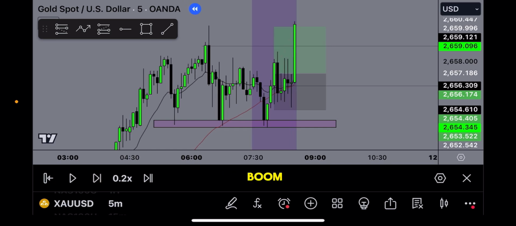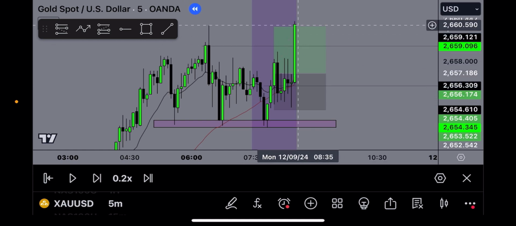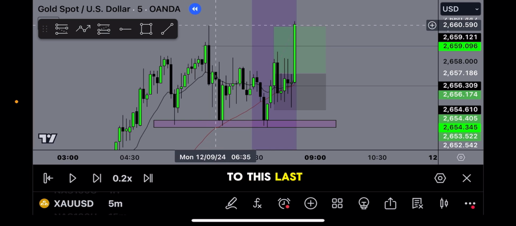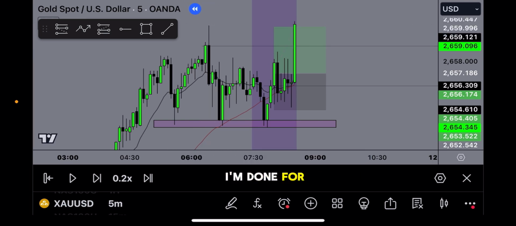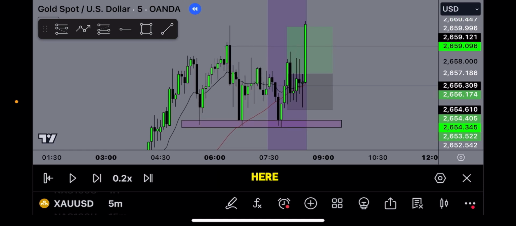The next candle, boom. I saw this big candle come in and just hit my take profit one and went a little bit over to this last recent high. I was like, okay, I'm done for the day. I'm taking my money, closing up shop. And that was this trade right here.